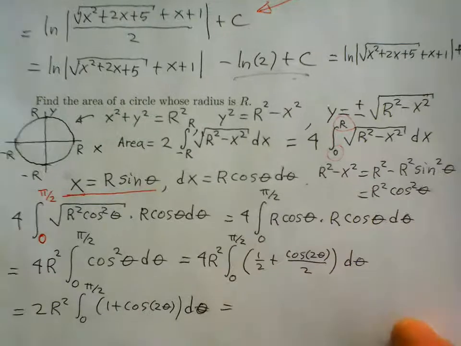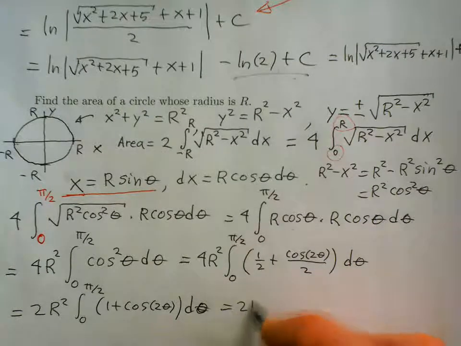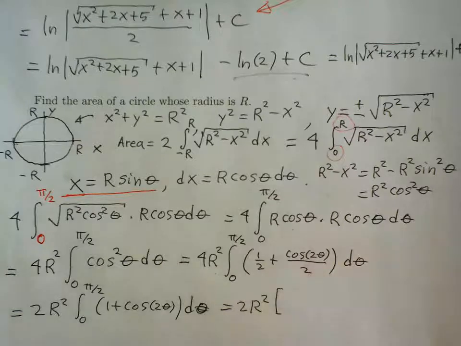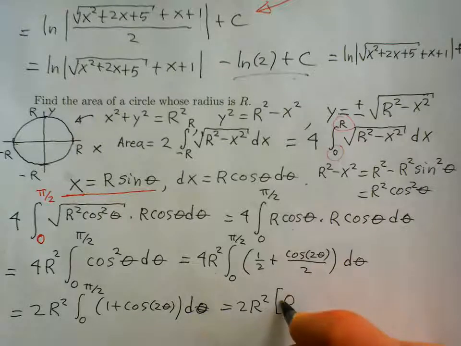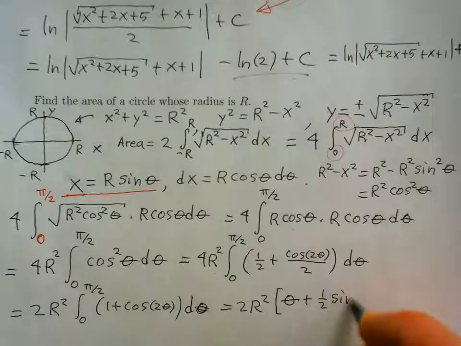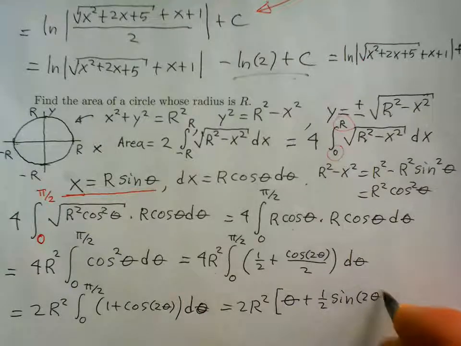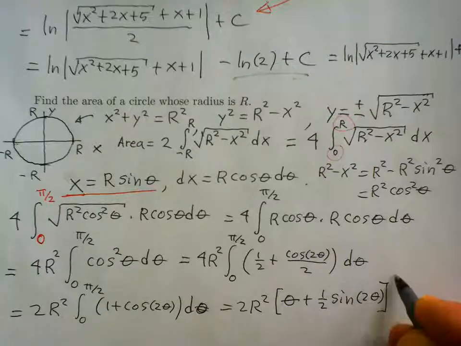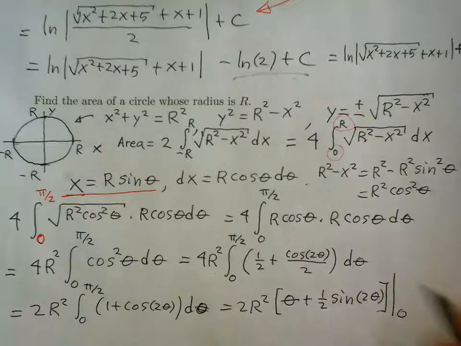Okay, so now we can go ahead and find the antiderivative of 1 plus cosine of 2 theta. So we get theta plus 1/2 times sine of 2 theta. And we're going to evaluate this from 0 to pi over 2.